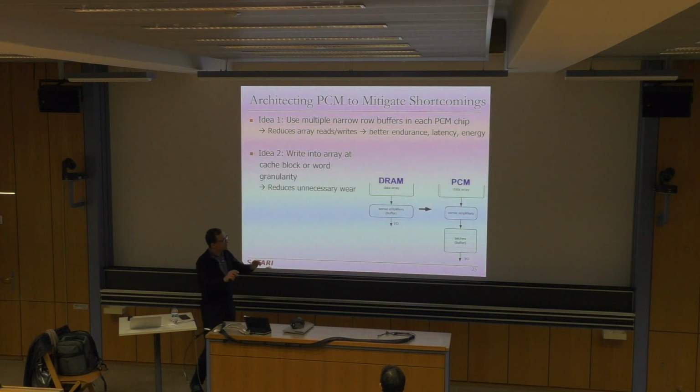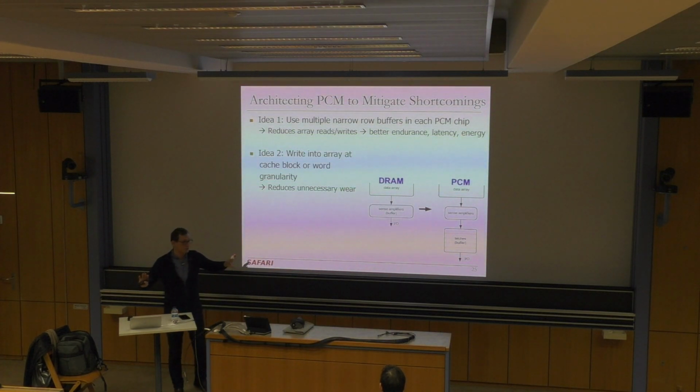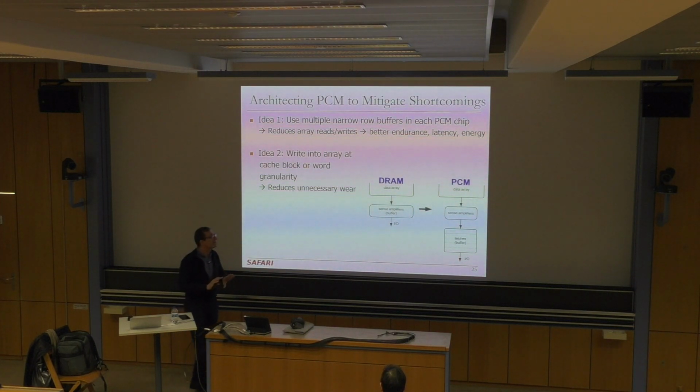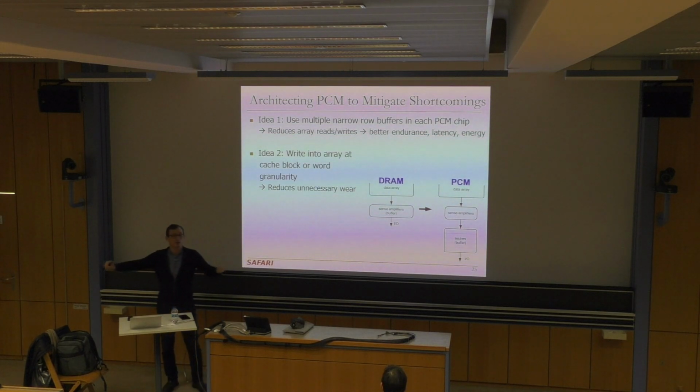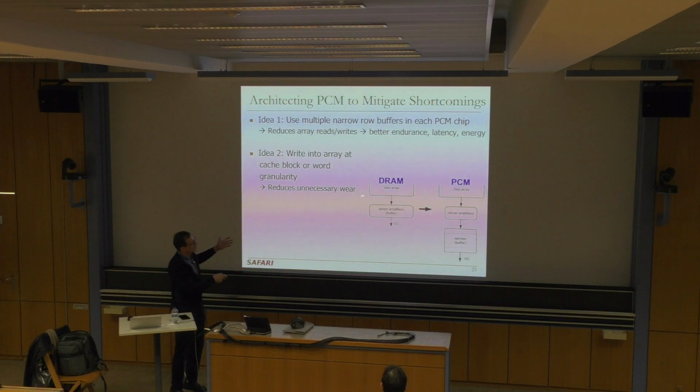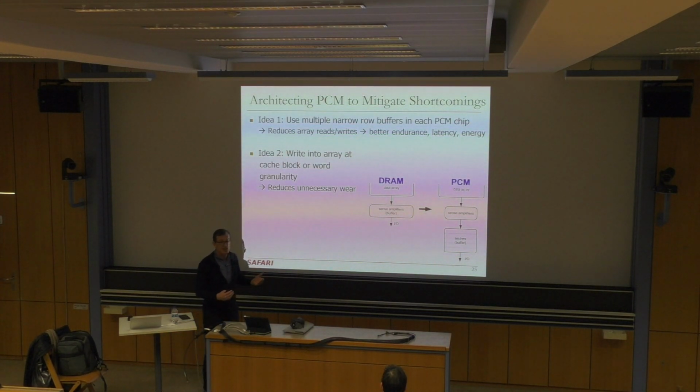You may still organize the memory in terms of rows, because that has some other benefits in terms of how you lay out your memory, and also address benefits. But you don't need to have a sense amplifier for every single cell in your row. So here the row size may be 2 kilobytes. Here the row size can be 64 bytes, if you want to read an entire cache line. And that's exactly what we did.